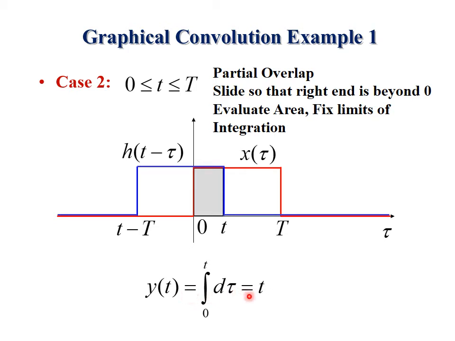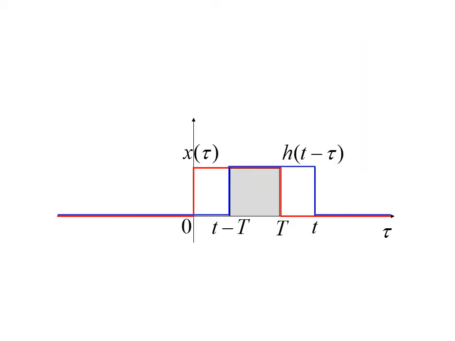When we see the signal, it is something like a ramp signal. At t equal to 0, its value will be 0. At t equal to 1, its value will be 1. And at t equal to 2, its value will move on to 2, and so on. So hence, between the region of 0 to capital T, the value of the integral is t.